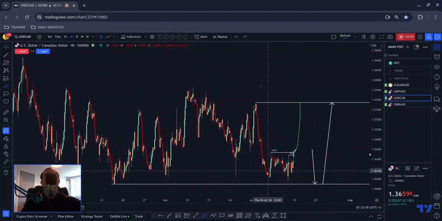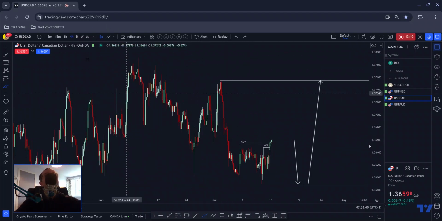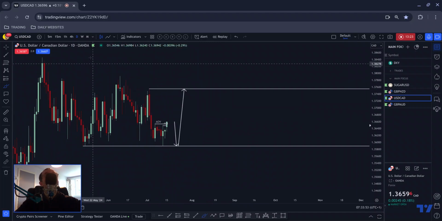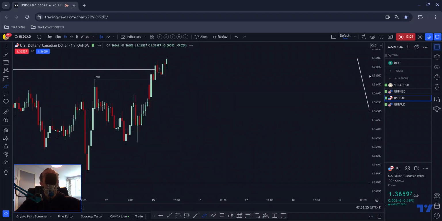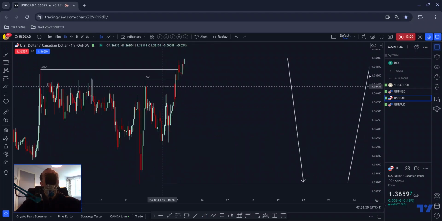So this is a prime example of being neutral. You can see we've broken above the area now, but that doesn't surprise me because we can see this high on the daily chart. The higher time frame highs are typically where we break above if we're going to move to the downside.